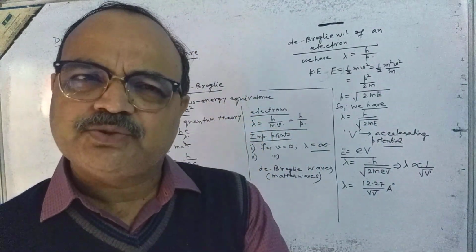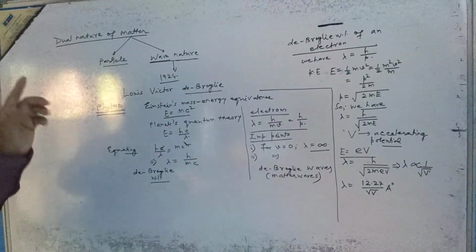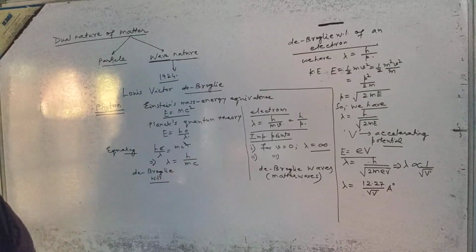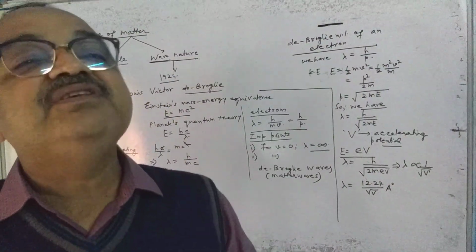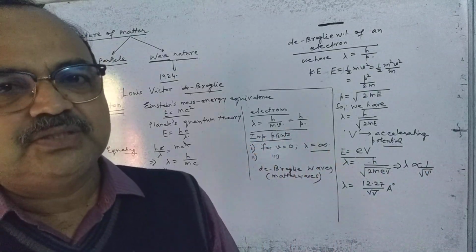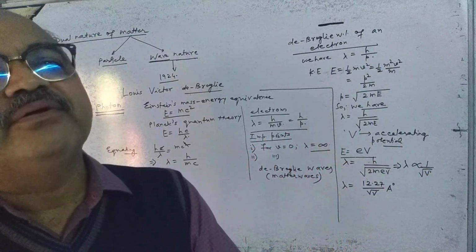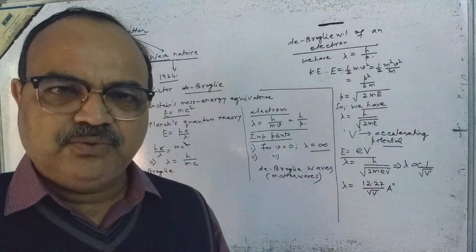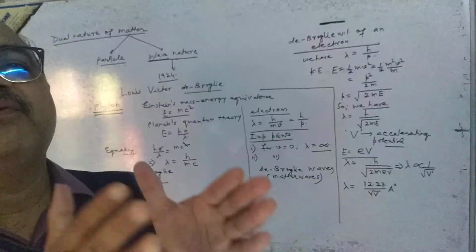I think, dear students, only this much regarding the dual nature of matter will do, because this time the Davisson and Germer experiment has been omitted from the syllabus. This is why it has been reduced. I hope with this we are completing this dual nature of radiation.